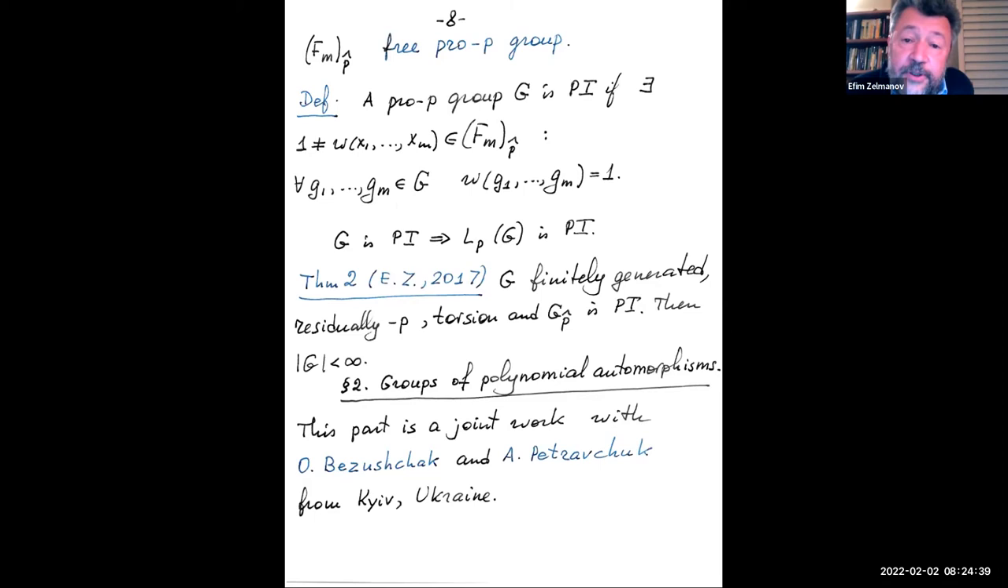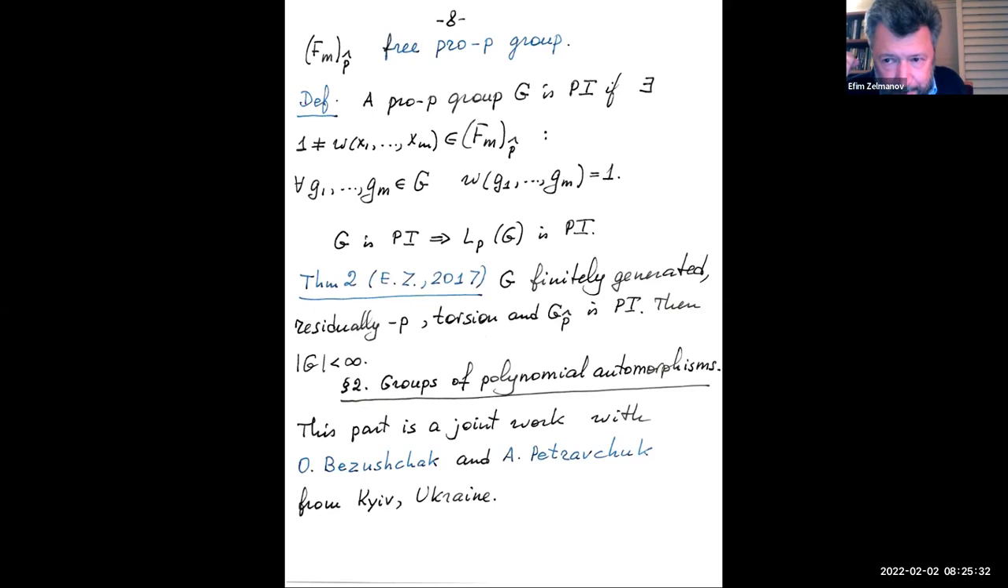We say that a pro-p group is PI if there exists a non-identity element of the free pro-p group such that whenever you plug in arbitrary elements, you get one. If a pro-p group is PI, then the corresponding Lie algebra is also PI. The reverse is not true. And from the previous theorem, it follows that if G is a finitely generated residually p group which is torsion, like in Golod's example, but now we assume that the pro-p completion is PI, then the group is finite. So this is the most general positive part of the Burnside problem.